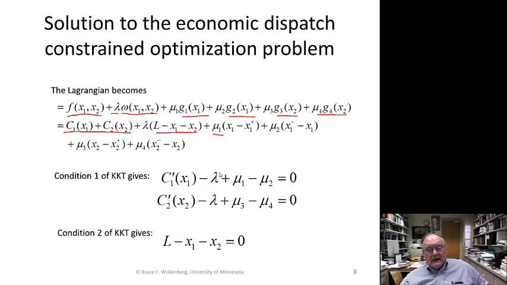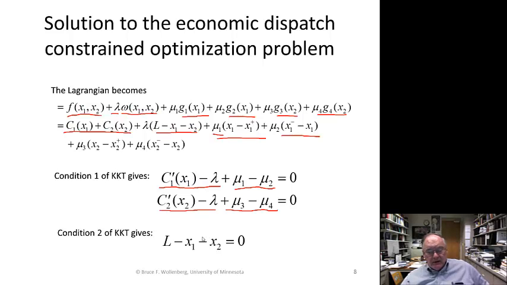Now condition 1 of the Kuhn-Tucker says that derivative of C1 with respect to x1, or C1 prime. Now look at, when you take the derivative with respect to x1, you get C1 derivative minus lambda, and then because you've got x1 in this constraint and this constraint, you end up with plus mu1 minus mu2. Similarly for C2, or the x2 variable, it's the derivative minus lambda plus mu3 minus mu4. Okay, that's 2 equations. The derivatives with respect to x1 and x2.